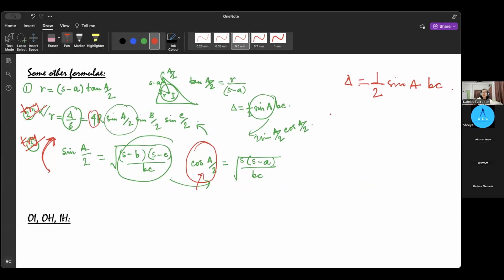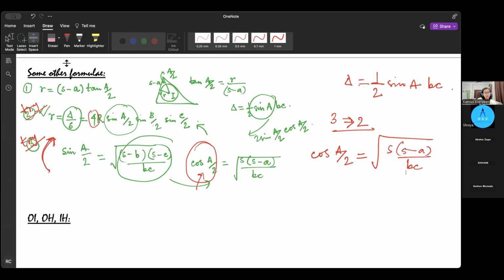So I will just show you how to go from 3 to 2, so you'll see how powerful this stuff actually is. So cos A by 2 from 3 is square root of s(s minus a) by bc. I actually need more space to do this. Can I use space? Hopefully I can.